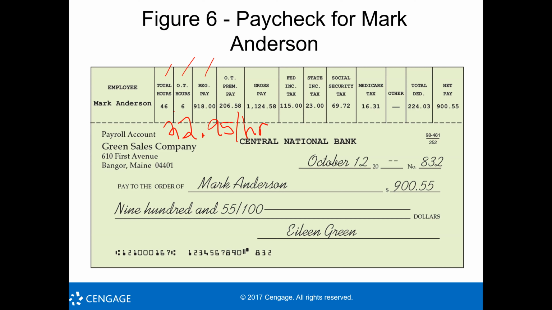That gives us gross. So here's our gross, and then we subtract income tax, state income tax, Social Security, and Medicare. This is the total subtracted to arrive at net pay. So just like we wrote before, gross minus deductions equals net. Gross pay minus deductions equals net pay.